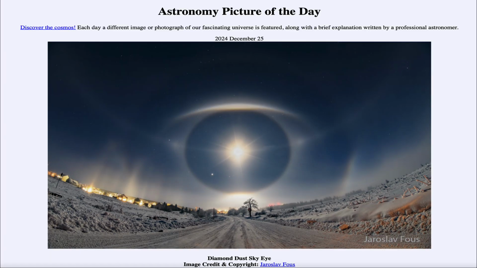So that was our picture of the day for December 25th of 2024. It was titled Diamond Dust Sky Eye.